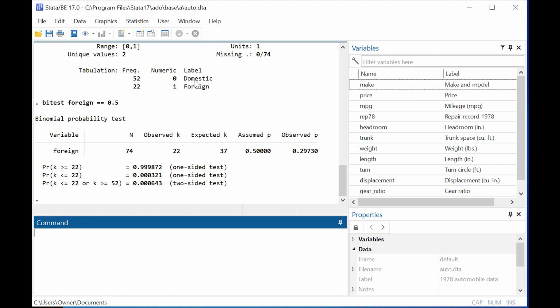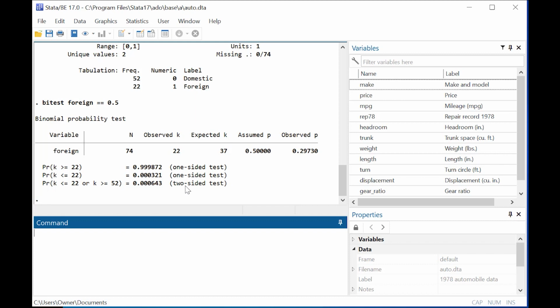0.29730, which means that there's a lot more domestic than there are foreign cars, because at 0.5, it would be an equal balance, and then anything closer to 1 would mean more foreign, anything closer to 0 would mean more domestic. So here what's important are the p-values.